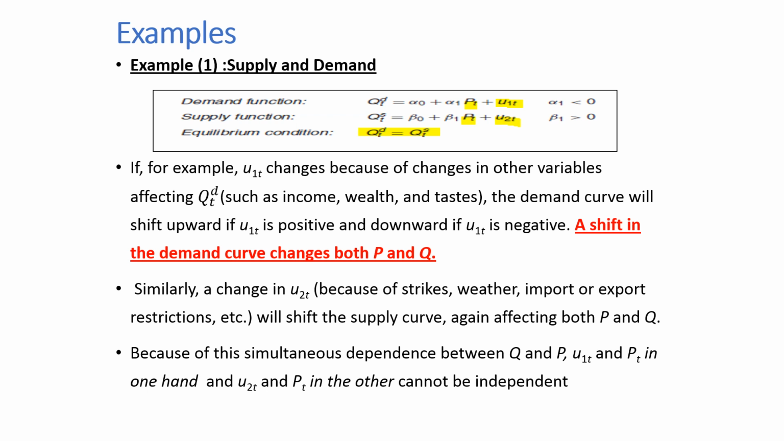Actually, this is because of the simultaneous dependence between Q and P. u1 and P on the one hand, and u2 and P on the other, cannot be independent. Actually, this can be explained more using the following figures.